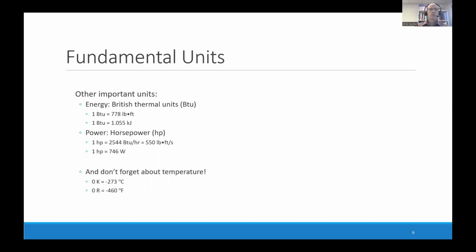Power in the US system is usually measured in horsepower. 1 horsepower is 2,544 BTUs per hour, or 550 foot-pounds per second, or 746 kilowatts. And then finally, we have temperature. In terms of the absolute scales, 0 Kelvin is negative 273 Celsius, and 0 Rankine is negative 460 Fahrenheit. This is absolute zero in the US system.